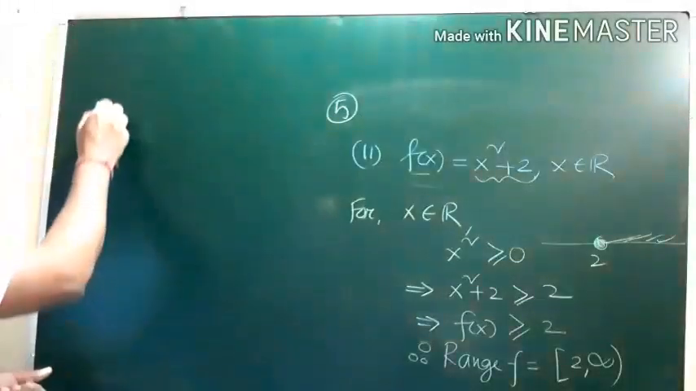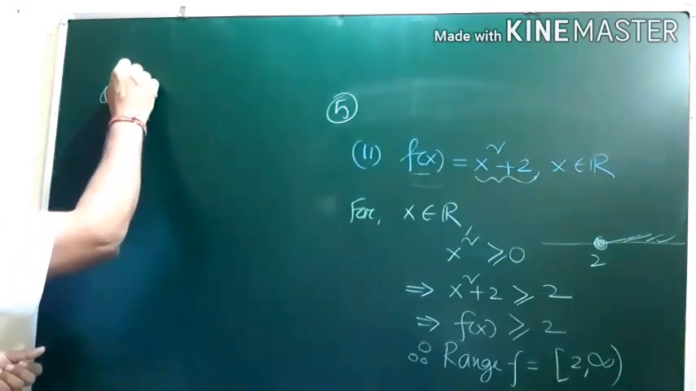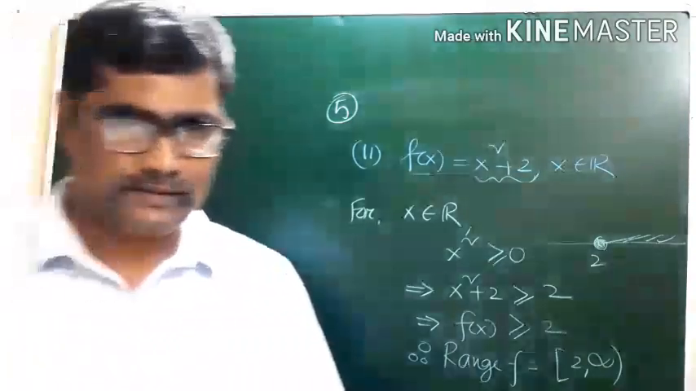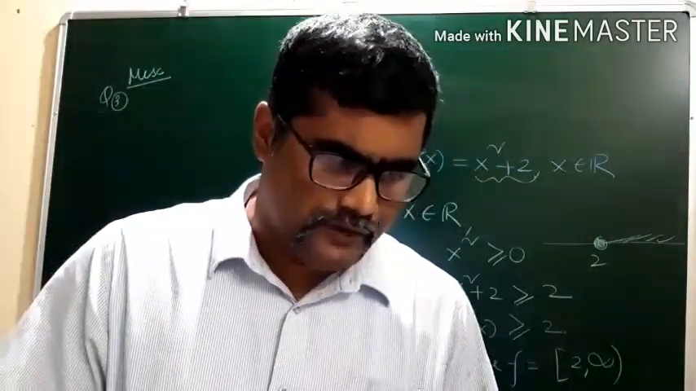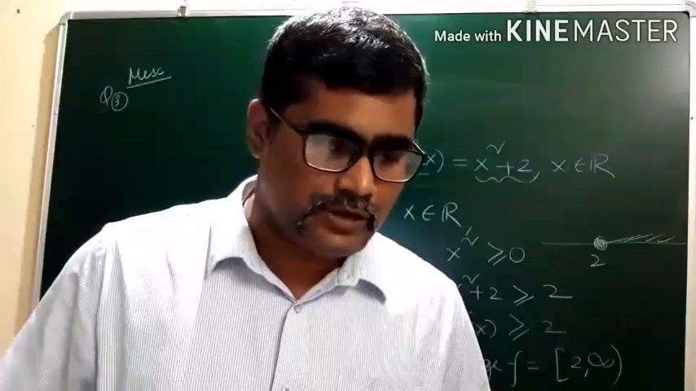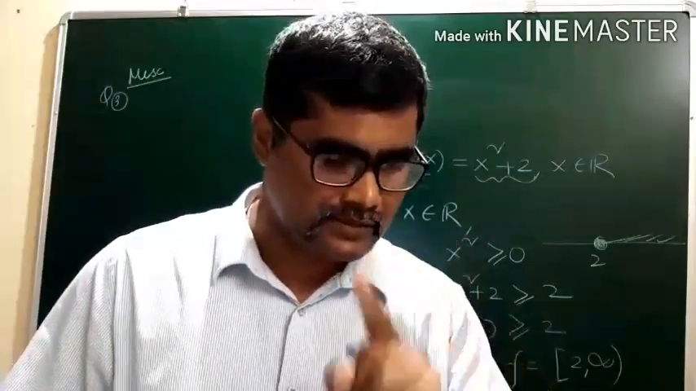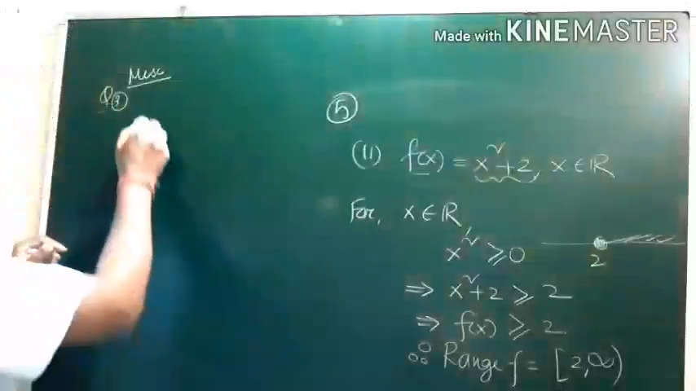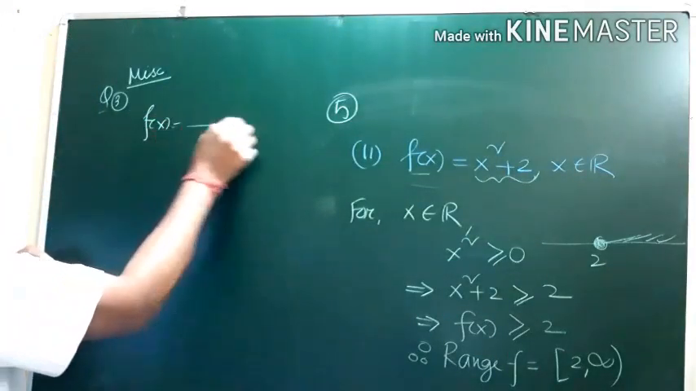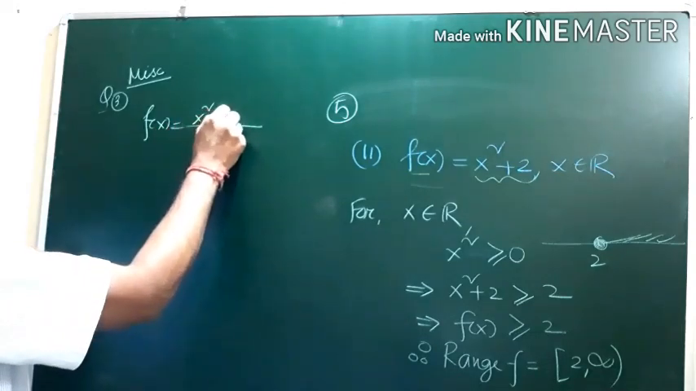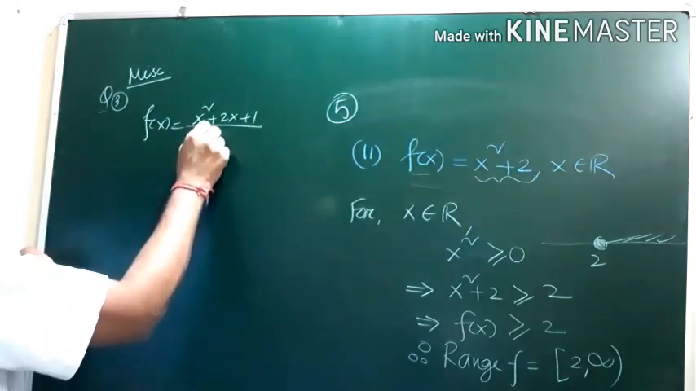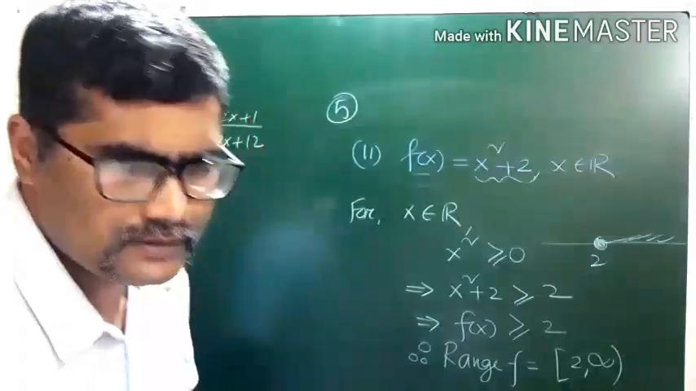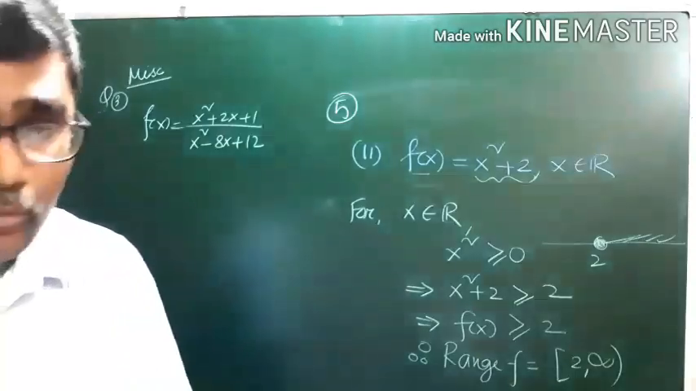Question number 3, miscellaneous exercise. Find the domain. They are asking here to find the domain only. f(x) equal to x square plus twice x plus 1, divided by x square minus 8x plus 12. So if the function is this, they are asking you to find the domain. I am moving a little faster today, right? So this is the function whose domain you have to find.